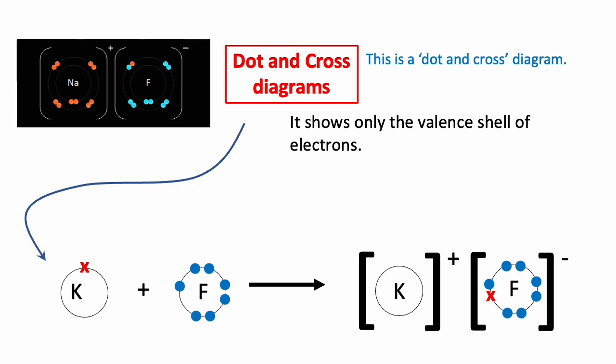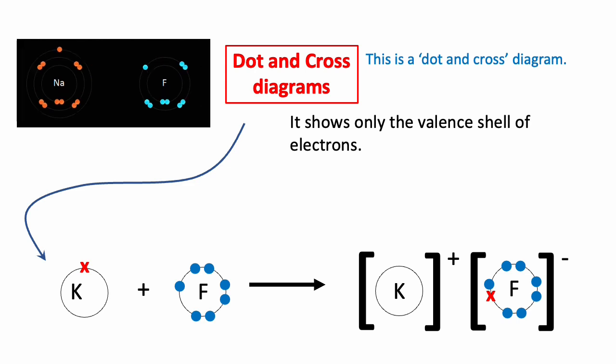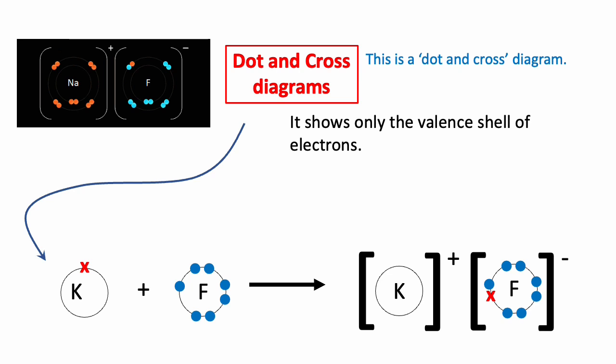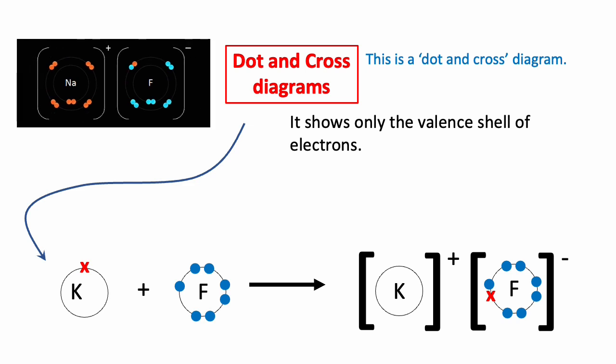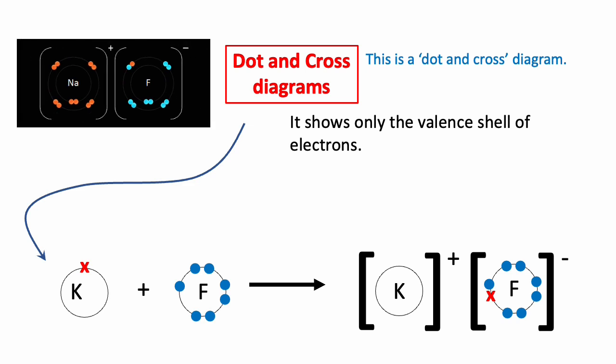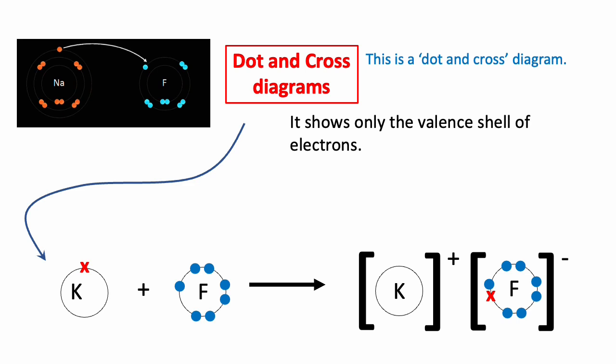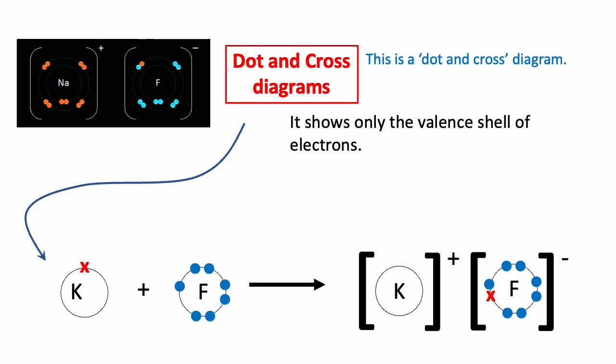And now, when I'm showing an ionic bond, I'm going to use these square brackets. So when potassium loses an electron, it's going to have a square bracket around it with a plus charge. That shows an electron has been lost. When fluorine gains that electron, because it's gaining an electron, it's going to have a square bracket and a minus charge on the side.